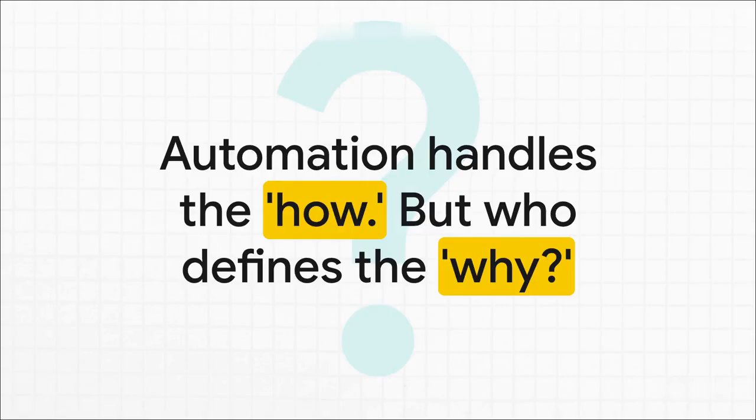So we've seen how all this incredible automation works. The system knows how to add more capacity when it's needed. But that leaves us with one last really crucial question. Who defines why it's needed? And that's where technology meets business strategy. And that, my friends, is a decision that can't be automated.